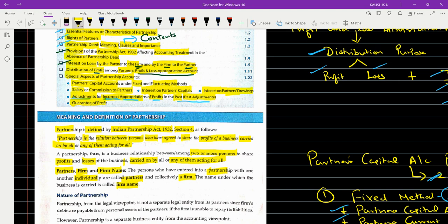Hope it gives you a clear understanding of the definition of a partnership, the meaning of a partnership, and the clear-cut distinction between a partner, firm, and firm name. Any doubt until this?